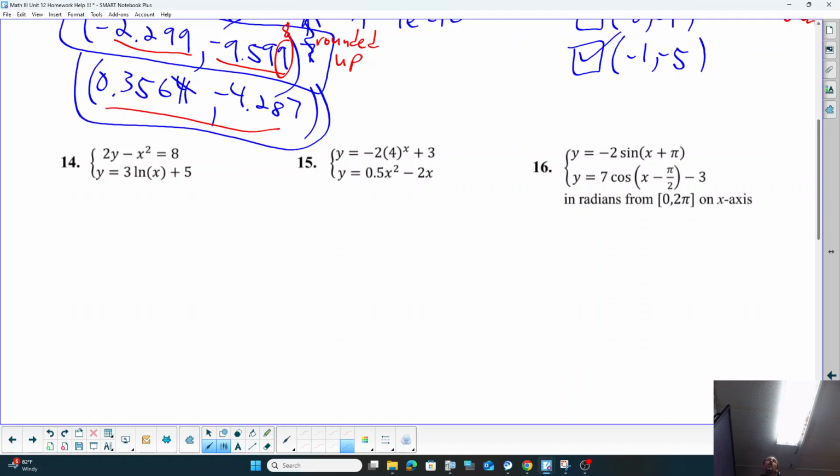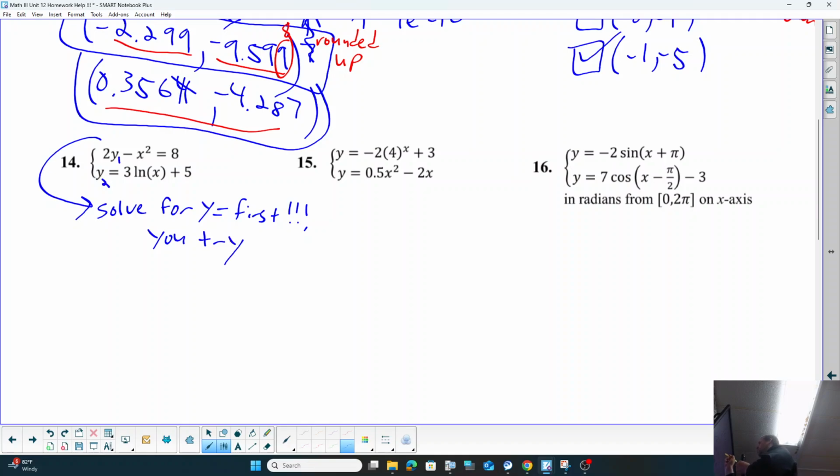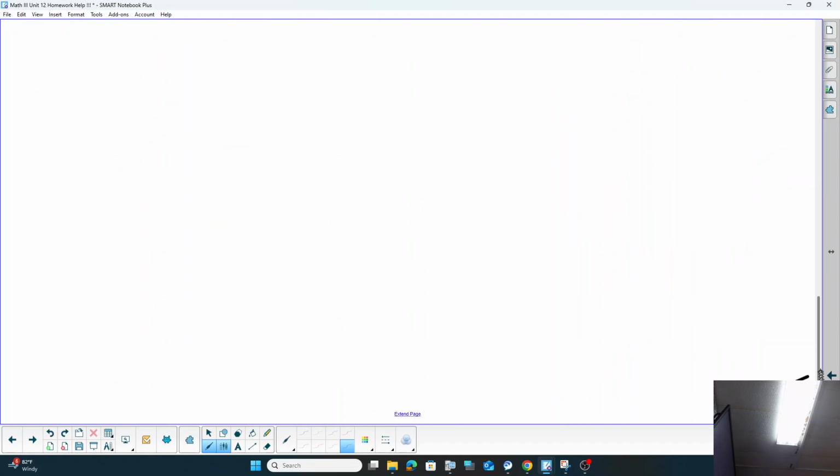So I'll let you go ahead and keep trying these on your own. Keep practicing. Solve for y first. You try. So this will be y2, this will be y1. Solve for y first, and then plug it into your calculator.